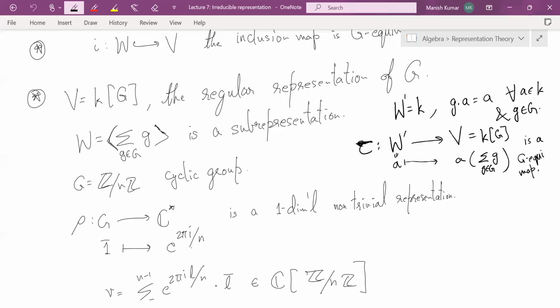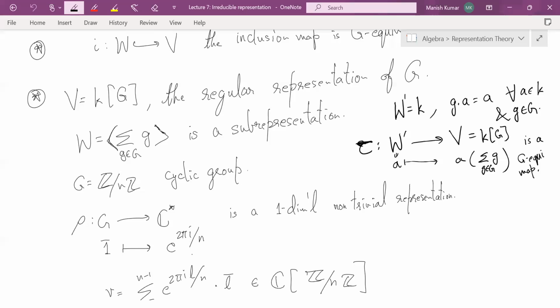So maybe we will take this map. There are only so many one-dimensional representations of this Z mod nZ. They are all determined by where 1 bar goes, and there are only so many: n possibilities. If it goes to the identity element, say if it goes to 1, then it's the trivial representation. If you send it to this element, you get one representation, and you can send it to powers of this. So there are n possibilities.